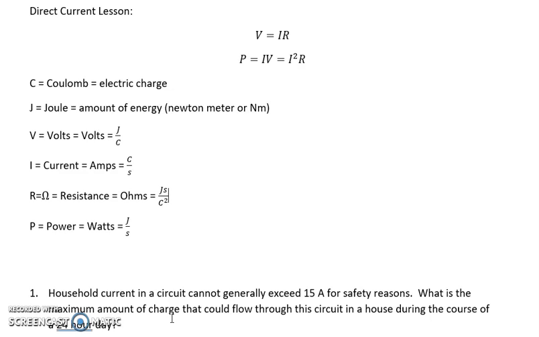That gives 86,400 seconds. Well, we still need to multiply that by our 15 amps to solve for coulombs, and that gives us 1,296,000 coulombs. And so that would be our answer for number 1.